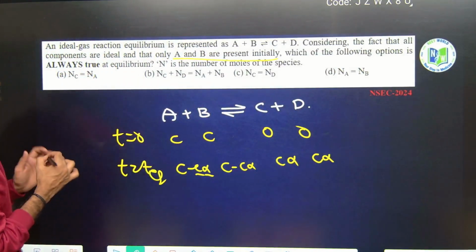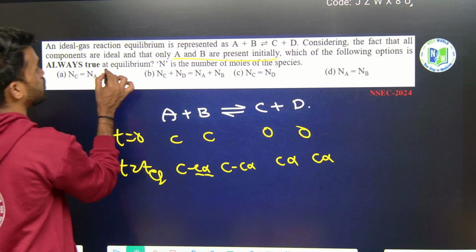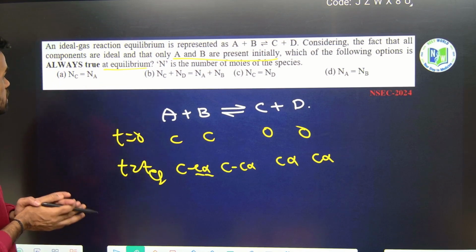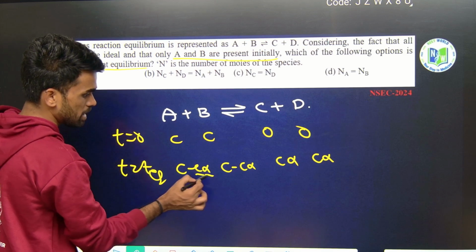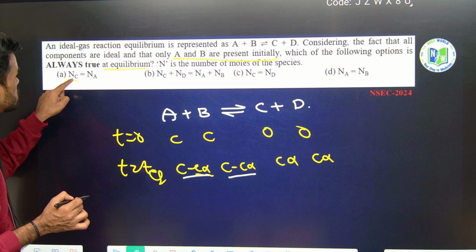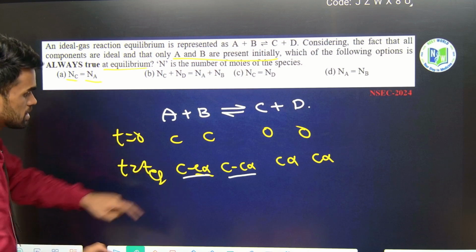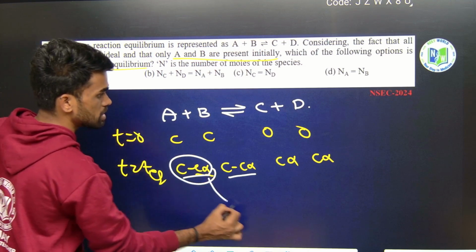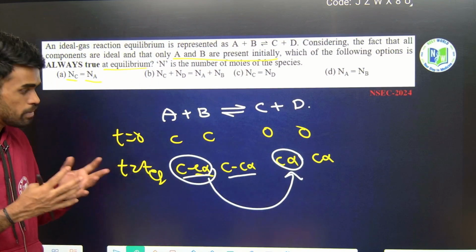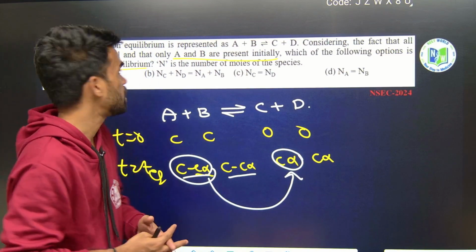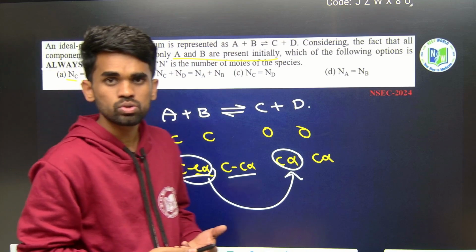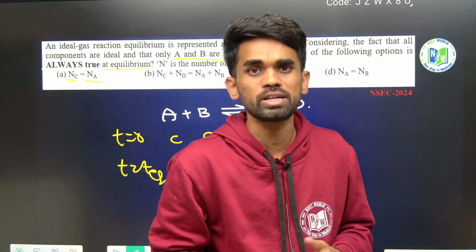Which of the following options are always true at equilibrium? Tell me which options are true. If I add C minus C alpha plus C minus C alpha, they are saying N_C is equal to N_A. So this concentration and this concentration are said to be equal. Is that true? It may or may not be true. But they are saying it has to be always true. So it may not be always true; at some particular point it may be true, but not all the time.